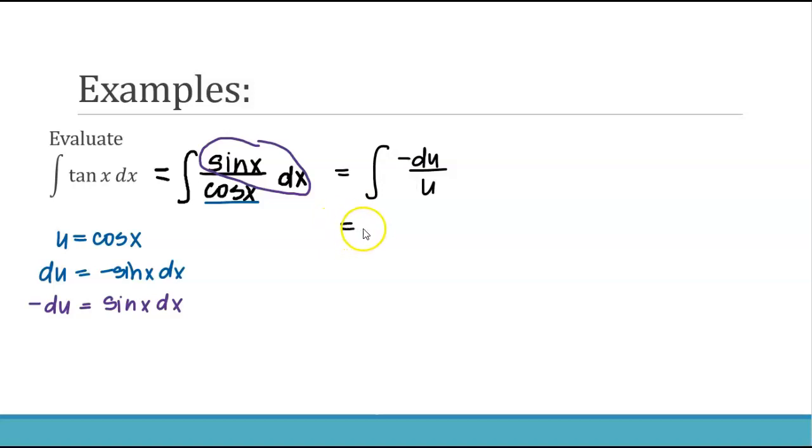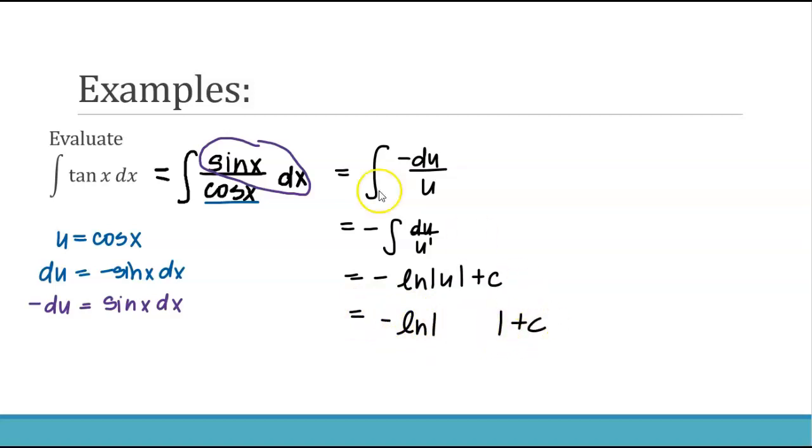Well, I can also just take out that negative. So what I have is du over u, and that integral is the natural log of the absolute value of u plus c. So remember, since this is to the first power, this is the natural log as the antiderivative. And then we're going to go ahead and plug the u back in, which in our example was cosine x. So we have negative the natural log of cosine x plus c.